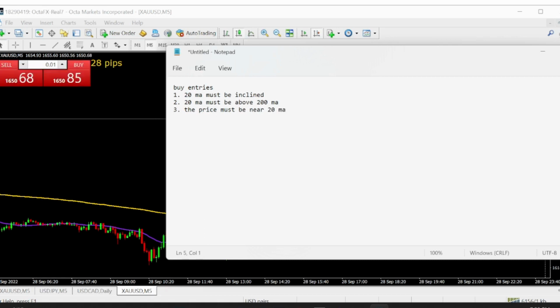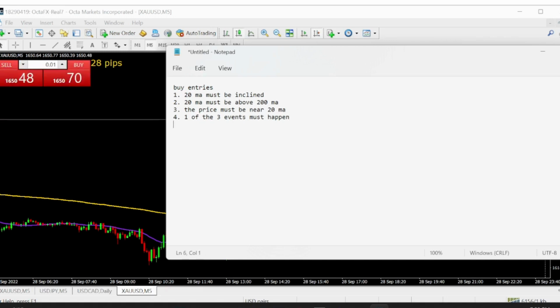And rule number 4, and the final rule, one of the 3 events must happen. Okay, so what are the 3 events that must happen for you to trigger the trade? All right, so we'll get into that.